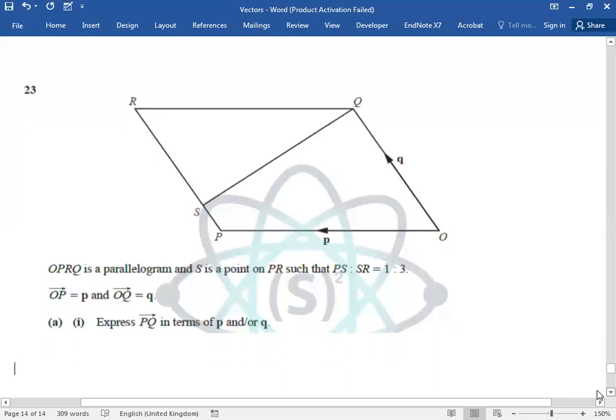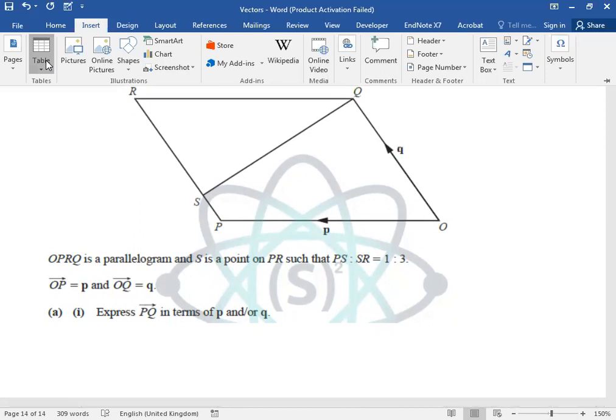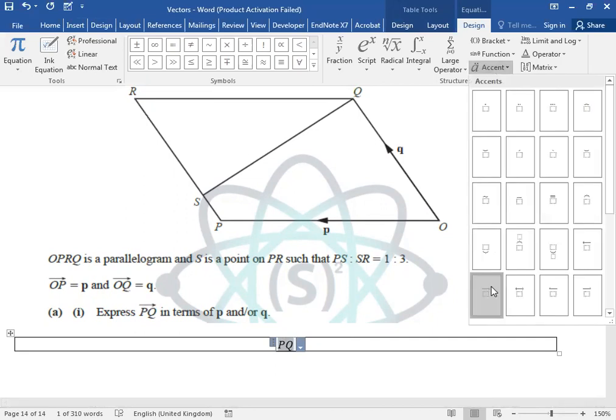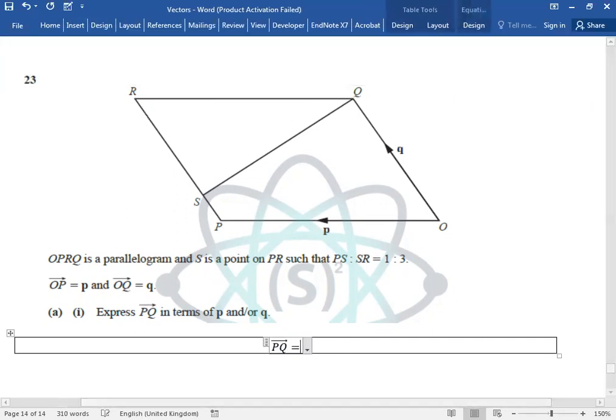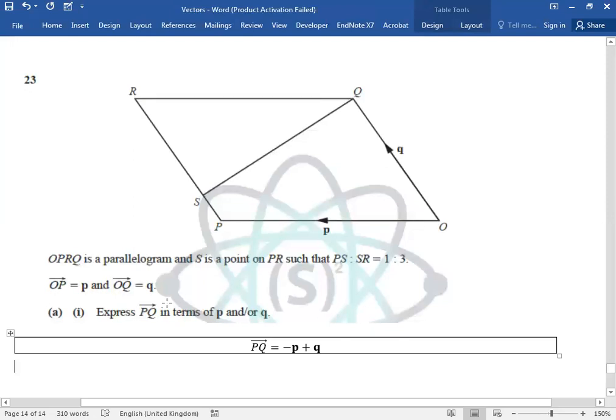This part says express PQ in terms of P and Q. क्या करें भाई? P से Q जाना है तो PQ is PO plus OQ, so that is minus P plus Q. Again, आहिस्ता आहिस्ता practice के साथ साथ आप directly answers लिख रहे हैं. And you can always rearrange it and write it as Q minus P. Is this clear?